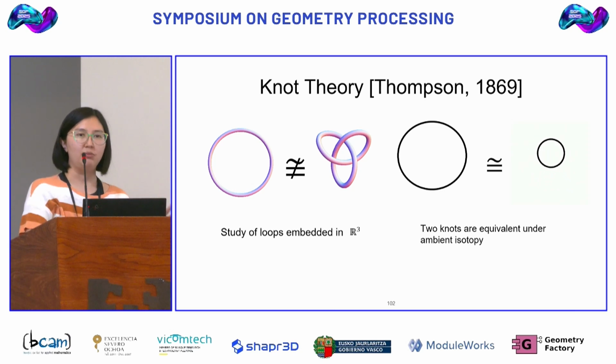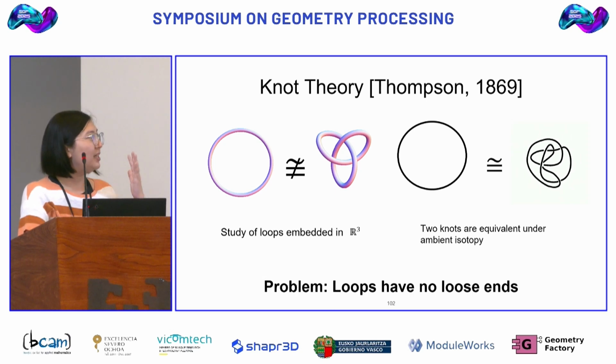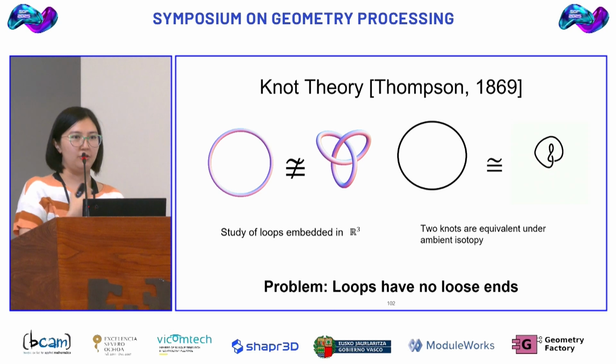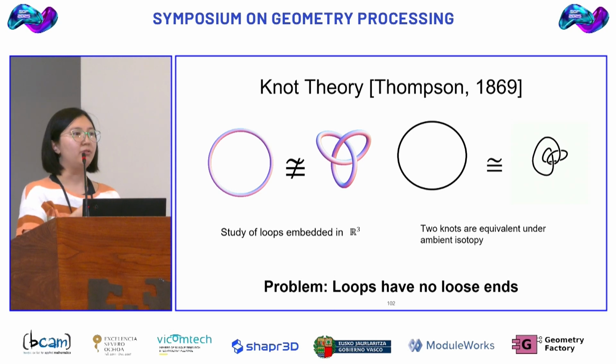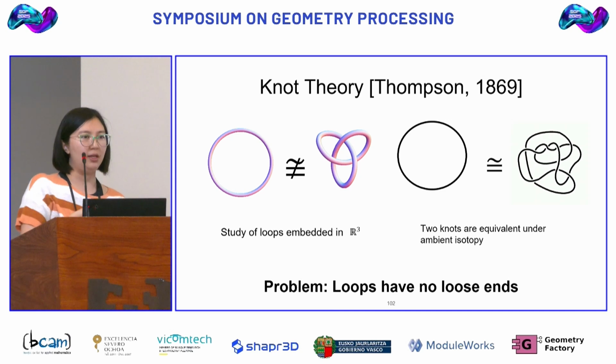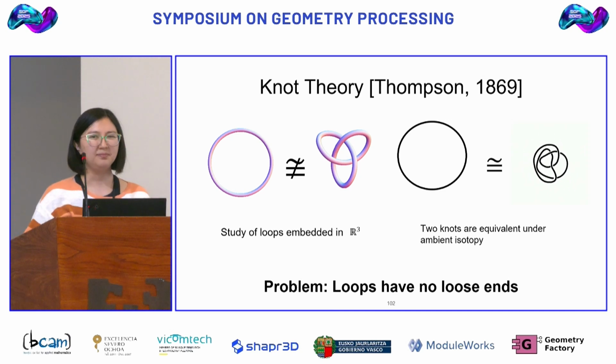And so we see something that's a little bit yarn-like. We're smoothly deforming it. We might think that knots are the mathematical object that we should be using to represent knitting. But as it turns out, we can't directly do that because these loops have no loose ends, right? Our physical object has a loose end that I can just grab and pull. If we were to use knots directly, we wouldn't be able to capture this.